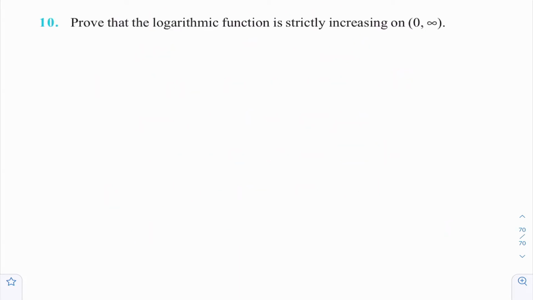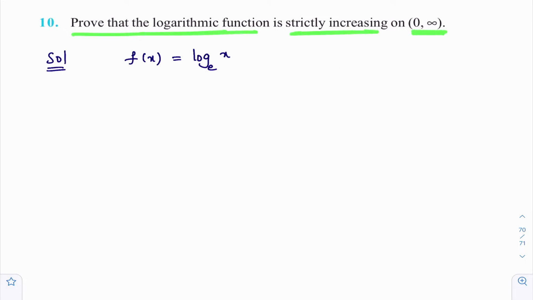See this problem. Prove that logarithmic function is strictly increasing on open interval 0, infinity. Logarithmic function means I'll take f of x as log x base e. So this is the logarithmic function I considered. I need to prove that this logarithmic function is strictly increasing on open interval 0, infinity. What I'll do, I'll differentiate this. Derivative of f of x is f dash of x. Derivative of log x base e is 1 by x.